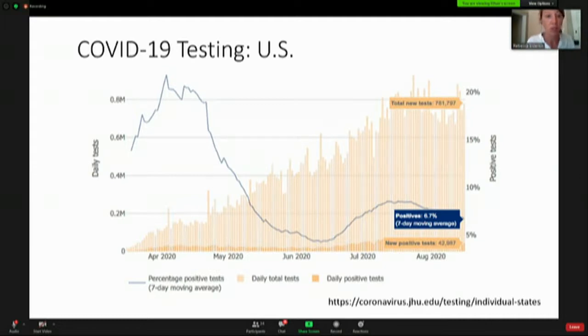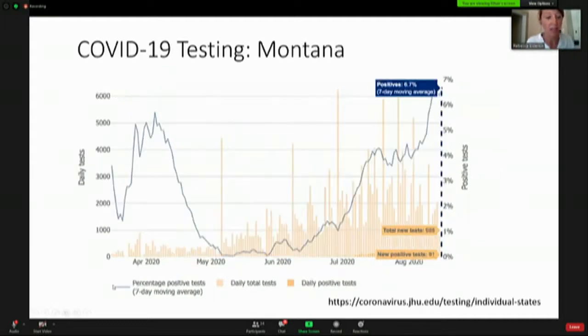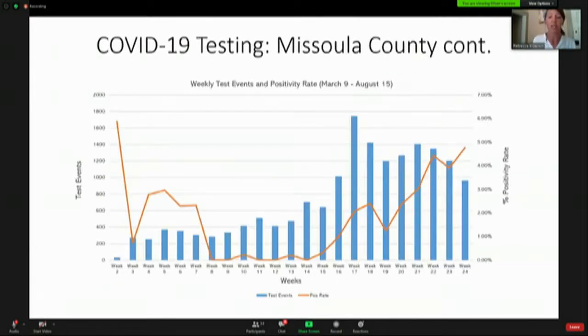If you go to the next slide, Ethan, we can see that in Montana, the positivity rate is very similar. It's hovering just below 7%, which could include duplicates. And if we go to the next slide, we can see how the county of Missoula measures up to the state and the country. We're quite a bit lower. Last week, the positivity rate was just below 5% at 4.77%.